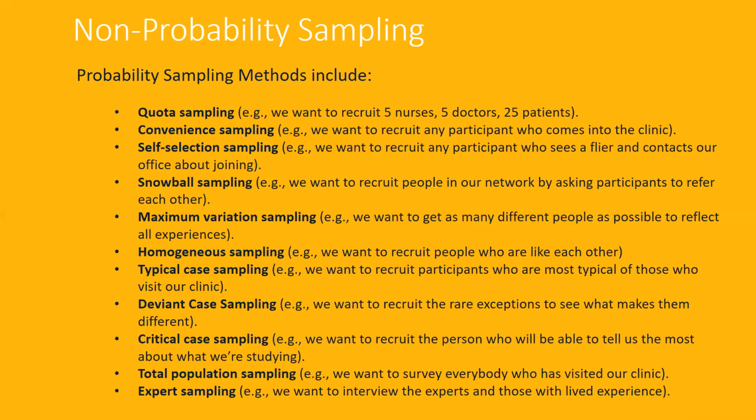So if I wanted to, say, conduct focus groups, and the quota that I set up is this: I want 5 nurses, and so I recruit until I have 5 nurses. I want 5 doctors, I recruit until I have 5 doctors, and I want 25 patients, I recruit until I have 25 patients. You see, a random sample probably would not have given me a distribution of 5, 5, 25, right? And so quota sampling makes sure that you can get certain populations of interest.